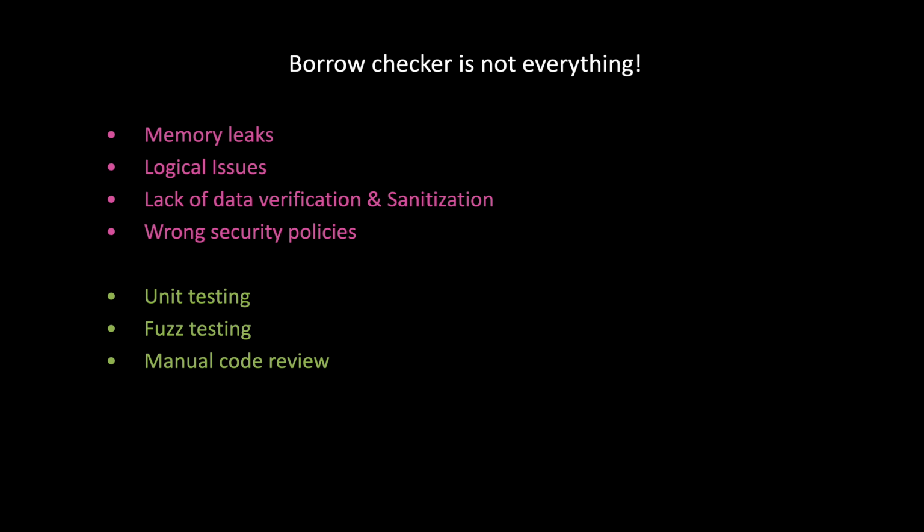For example, if you design a staking program, a token allocation program as part of your blockchain app, or basically a voting system and an algorithm for your consensus, and you have logical issues, the borrow checker doesn't really catch them because it's not looking for those kinds of issues. It just looks for memory safety issues. That also includes lack of data verification and sanitization. It could be wrong security policies and so on.